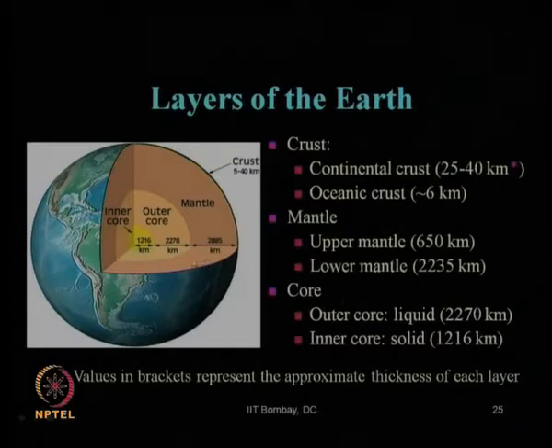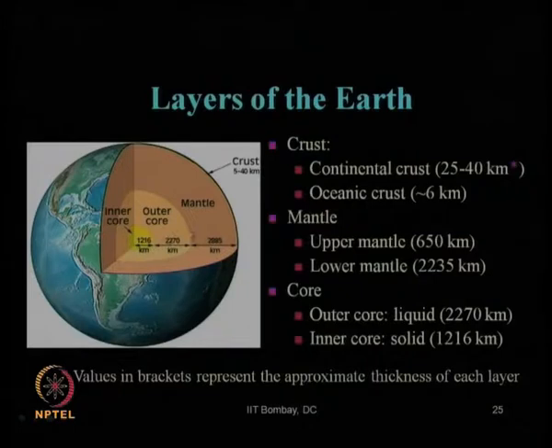In this core, we again can subdivide it into two parts. One is called outer core. Outer core is nothing but full of liquid, that is, it is in the fluidized state, it is not in the solid state, and thickness of that layer is typically about 2270 kilometer, and the inner core is heavy solid material, which typically is having a thickness of about 1216 kilometer.